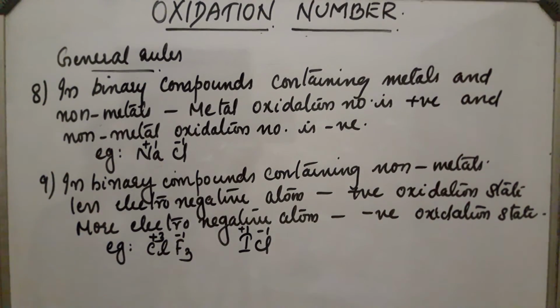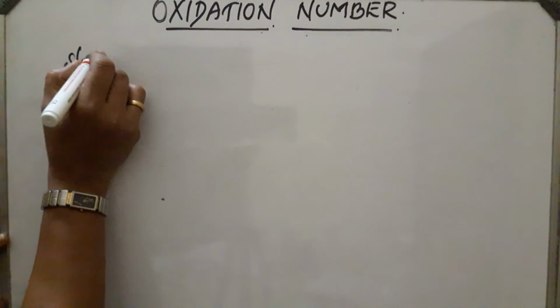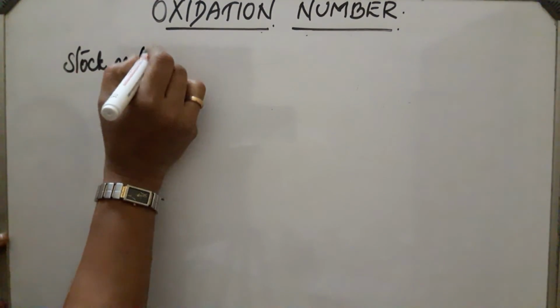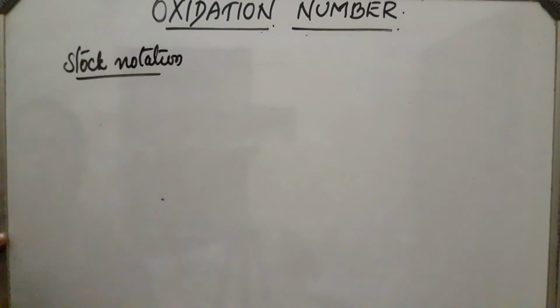Next is stock notation. Oxidation number is also called oxidation state. The oxidation state of a metal is sometimes represented by stock notation. So what is stock notation? The oxidation number is written as a Roman numeral inside the parenthesis after the symbol of the metal in a molecular formula.